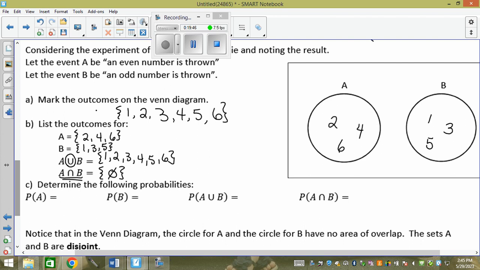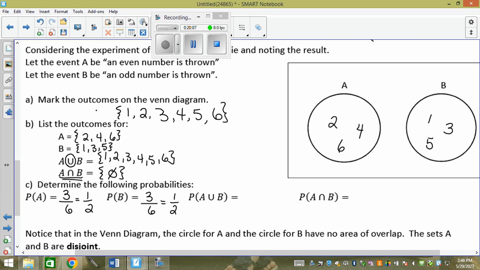Okay? So we want the probability of A. So probability of A just means the number in A over the number total, correct? How many are in A? How many are in total? Probability of B: 3 out of 6, which gives me a half.